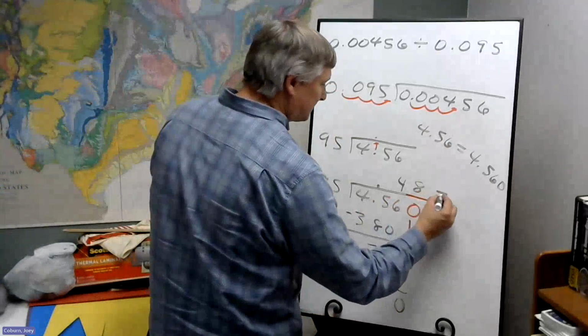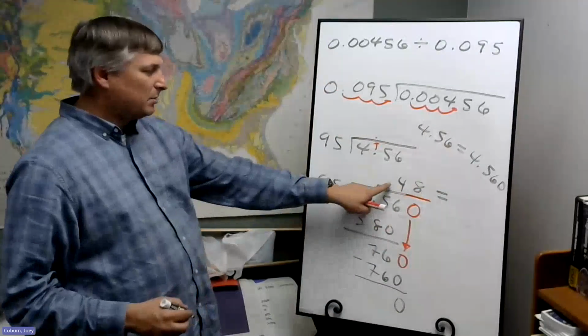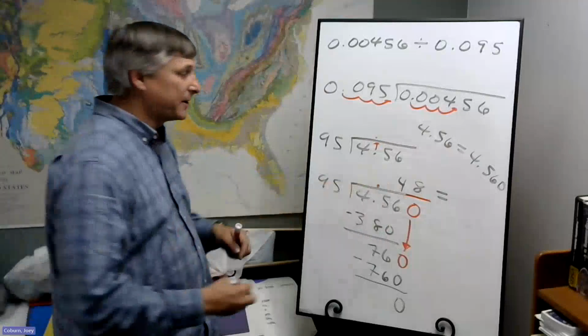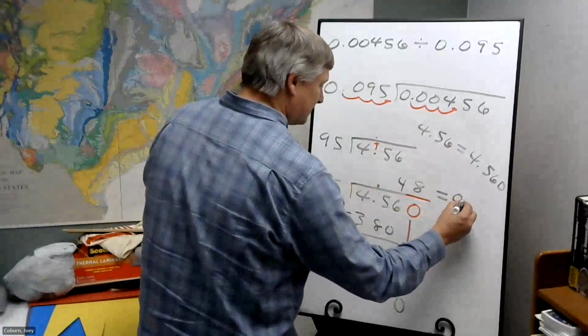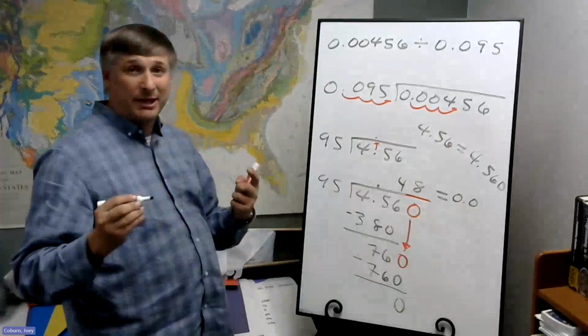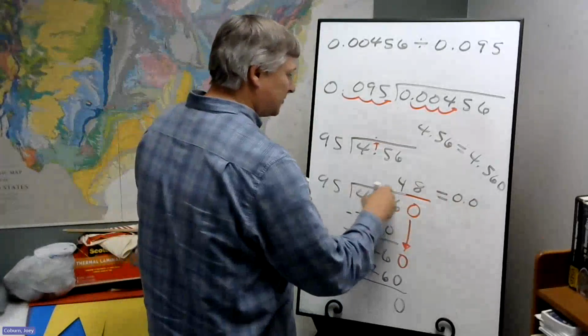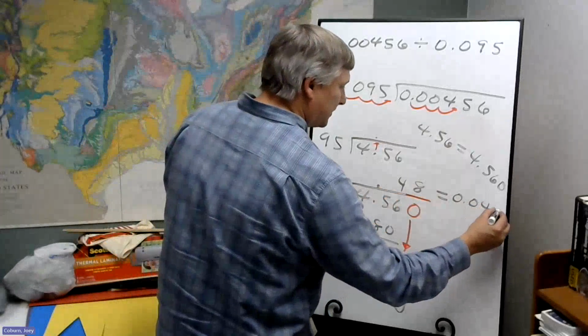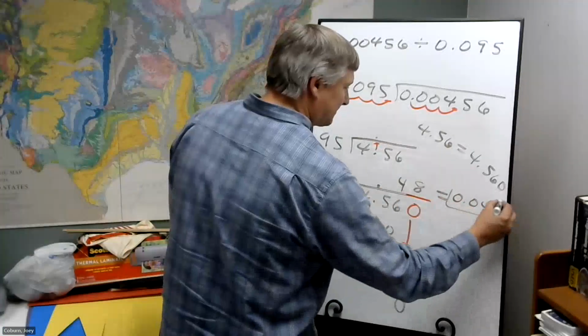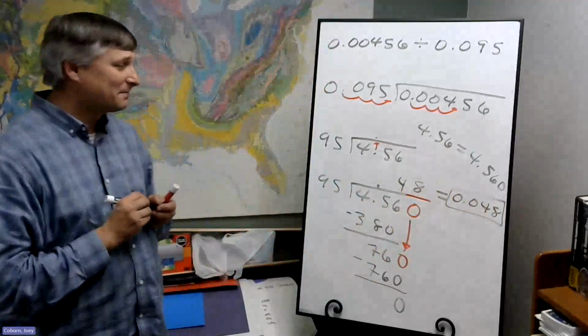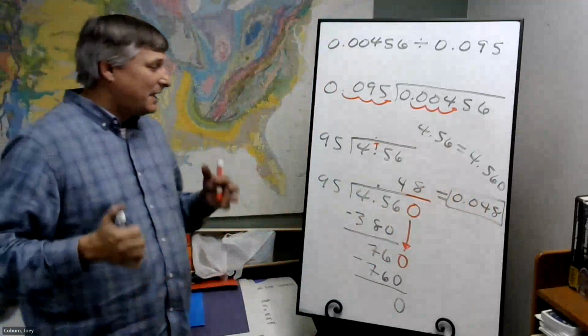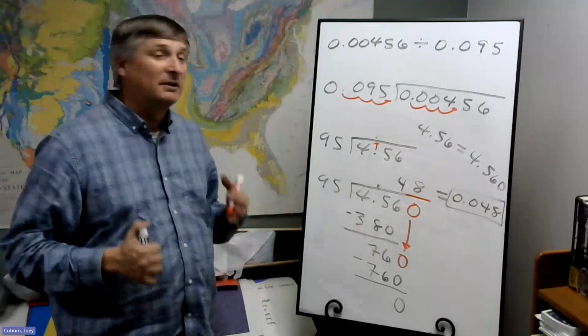So the answer, well, we have this blank spot here, so we've got to put a 0 there. We'll put zeros in the blank spots. So 0 for the blank spot, and then 4, 8. And that's it. So any questions about that, let me know.